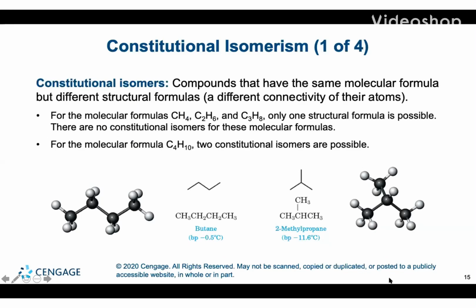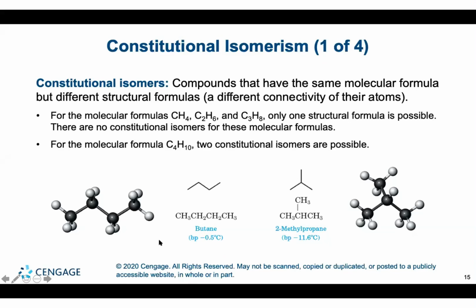Isomers are the compounds that always have the same molecular formula but different structural formula. What does it mean? For example, if you have C4H10, you can have different structures or different bonding of the carbons in this molecule, but you should have the same molecular formula C4H10.